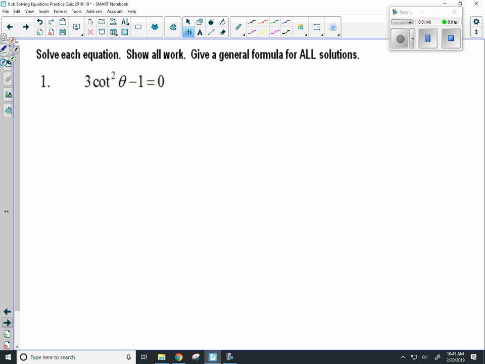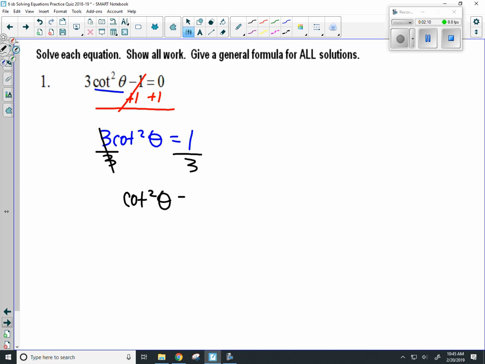For this one, we don't have to do any factoring because there's just one trig ratio involved. So what we need to do is isolate that one trig ratio, or in other words, just get it by itself. So we have to start by adding 1 to both sides. So 3 cotangent squared theta is equal to positive 1. Divide both sides by 3. So we're left with cotangent squared theta is equal to 1/3. At this point, we can go ahead and square root both sides.